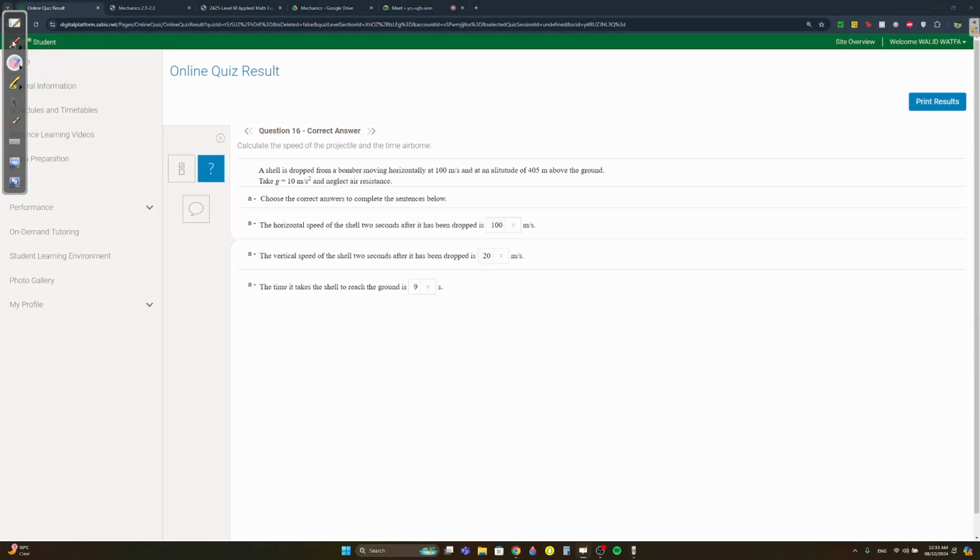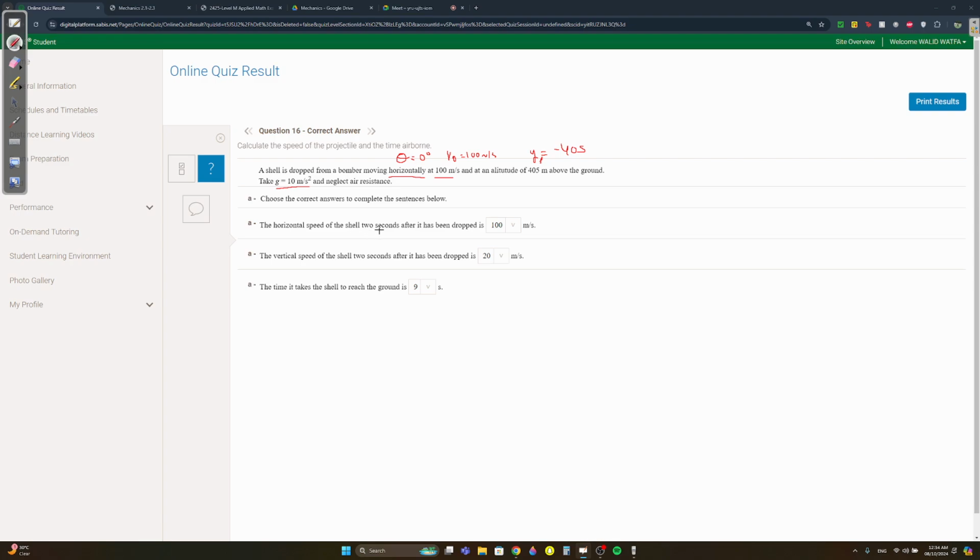Question 16. A shell is dropped from a bomber moving horizontally. Please note the keyword horizontally. Theta equals 0 degrees. At 100, so V naught is 100. And the altitude is 405 meters. So Y at the start, Y final will be how much? If you're dropping it, we always start at 0. If you're dropping it 405 meters, Y final is minus 405. Okay, this is the way I do it. Some other teachers solve differently. This is the way I solve. Okay, take g equals 10 and neglect air resistance. Choose the correct answer.